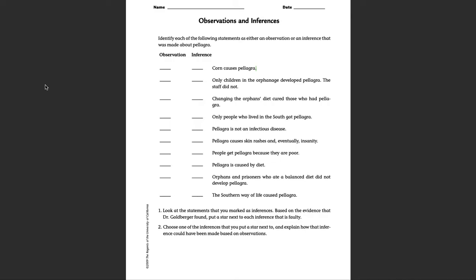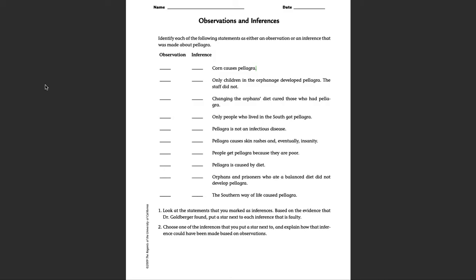So you guys have had an opportunity to work on this student sheet on your own. Okay, so what we're going to do now, I'm going to go through this. You guys are going to follow along. I'm going to identify each of the following statements as either an observation or an inference that was made about pellagra. And if you need to make any revisions or corrections, please do so. That's why we're doing this. Okay, so let's go ahead and get started.